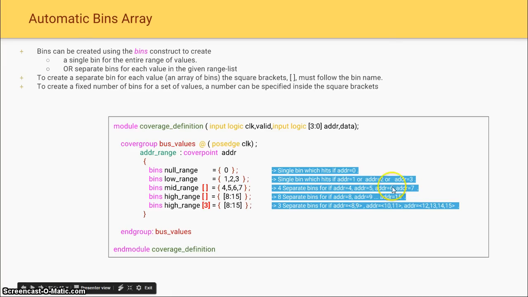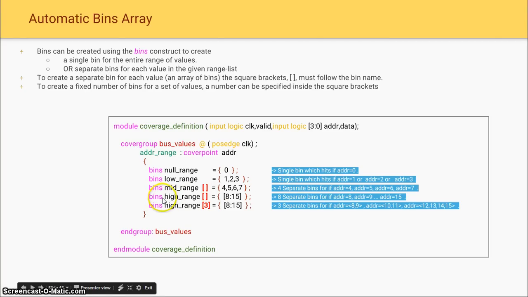That means in the simulation, assume that only address equal to 5 is hit and no other values like 4, 6 or 7 are coming as the value of address, then this bin called mid range will not be 100% hit. It will be treated as 25% hit, because by using the square bracket here, you have specified that this is an array of bins. Thus the array will be created, the bins will be created for every value given in the list. Thus this is a creation of 4 separate bins, one for every value listed here.